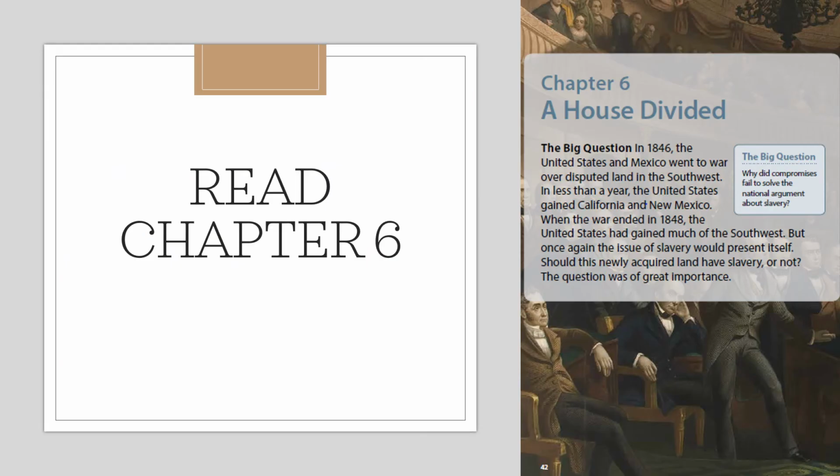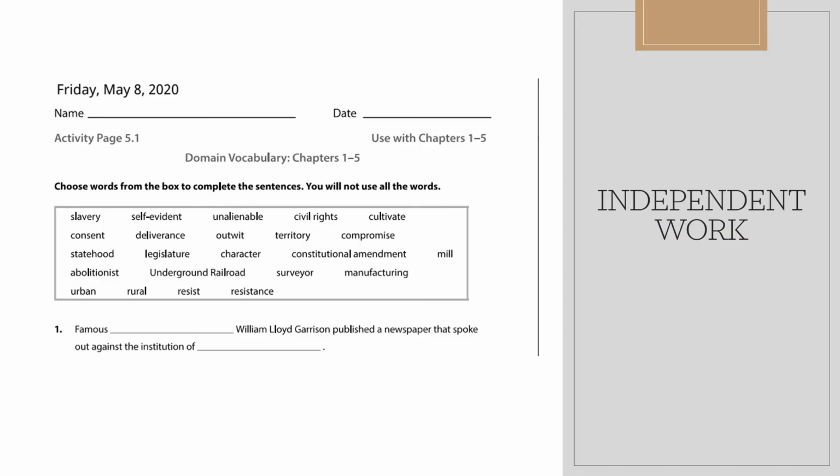So now you're going to read chapter 6, which is about the House Divided, and you're going to read and listen for the big question: why did the compromises fail to solve the national argument about slavery? Here they're trying to come up with some more resolutions about slavery and how to resolve this issue before it starts to grow and get out of hand, which we know it won't be solved. So go ahead and read this chapter and answer that big question at the end on your own to see if you really understood what this chapter was about.